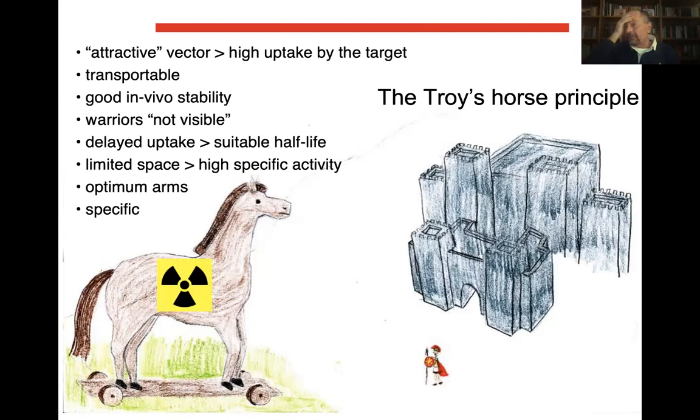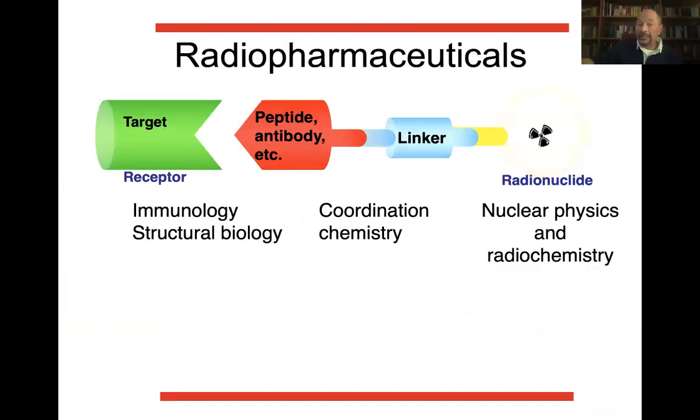You need a lot of conditions to make it work. You need the attractive vector, so you need the high uptake by the target and not by the normal tissue. Must be transportable, good in vivo stabilities. The warriors, so let's say that must be not visible to the cancer to make sure that they don't destroy it. You have to be careful with the half-life, of course, and with the activity, and it has to be specific. So it's not easy.